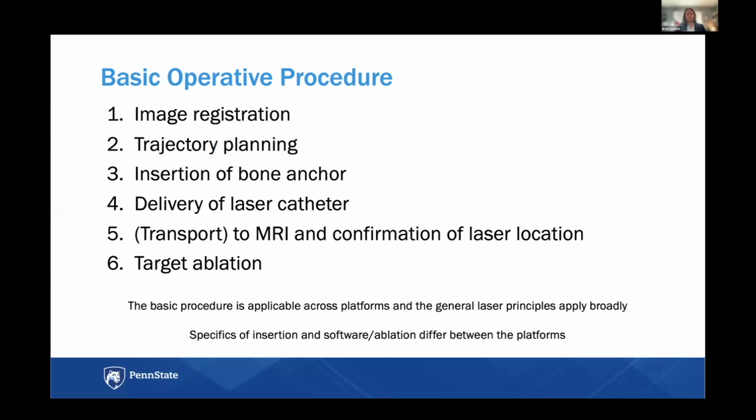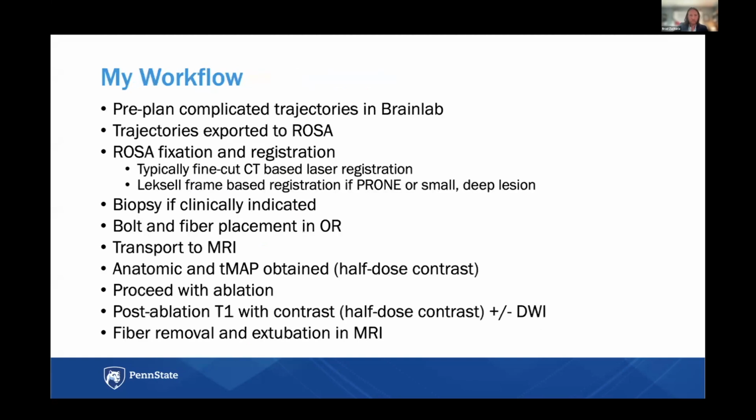Okay, so the basic operative procedure involves image registration, planning your trajectory, insertion of a bone anchor, and then delivery of the laser catheter. Unless you're doing this in an intraoperative MRI suite, you're typically then transporting to MRI to confirm laser location and then ablating the target.